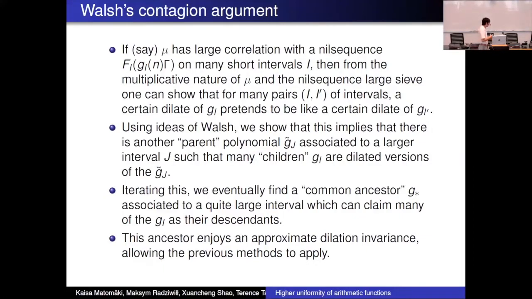We used a lot of really nasty graph theory, but there was a simplification by Walsh, what he called the contagion argument. So basically, if you want to control correlation on almost all short intervals, you can argue by contradiction. Suppose you do have correlation on many, many short intervals. So on each short interval, there's some nil sequence that Mobius, say, correlates with. Okay, so you have all these different intervals and all these different nil sequences. To begin with, they don't seem to talk to each other.